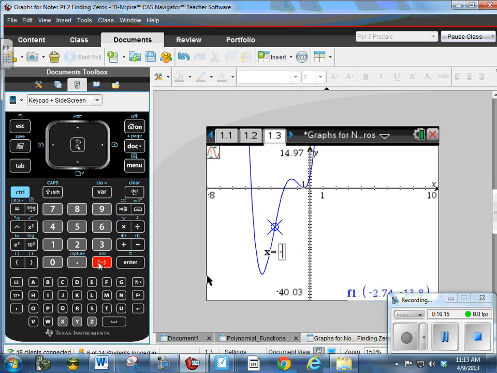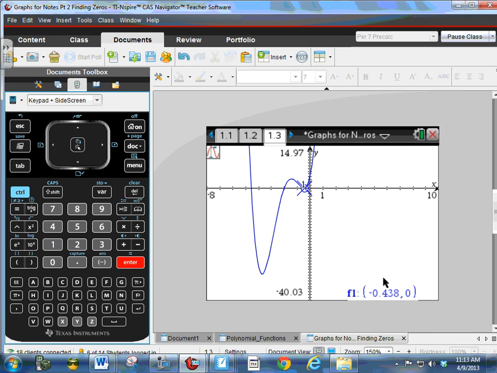So negative 5 divided by 2 plus the square root of 17 divided by 2, and push enter. And look at that, that gives us one of our zeros. There's the negative 0.438. So we've double checked that that is indeed a zero of the function.